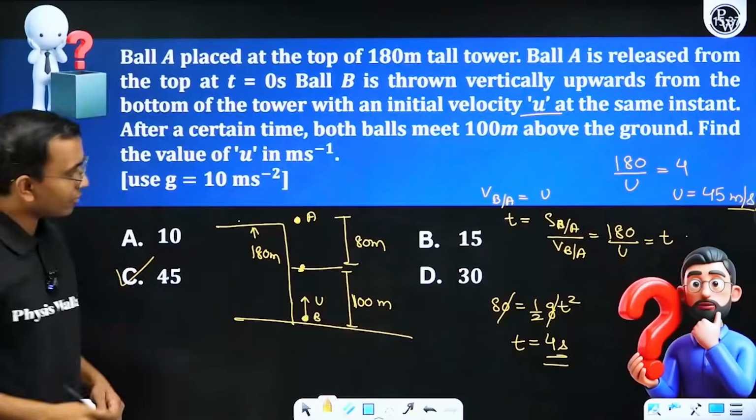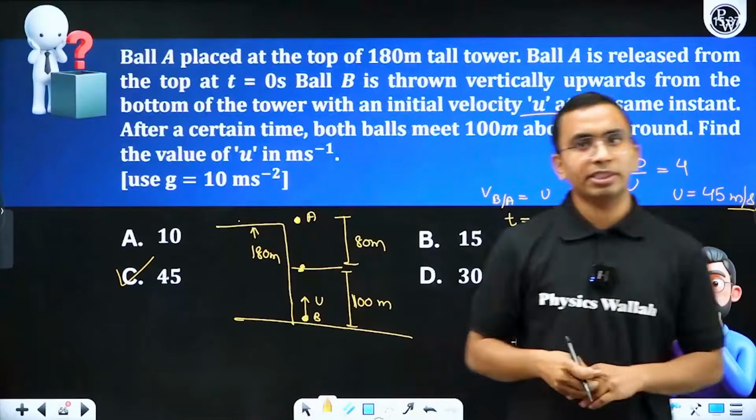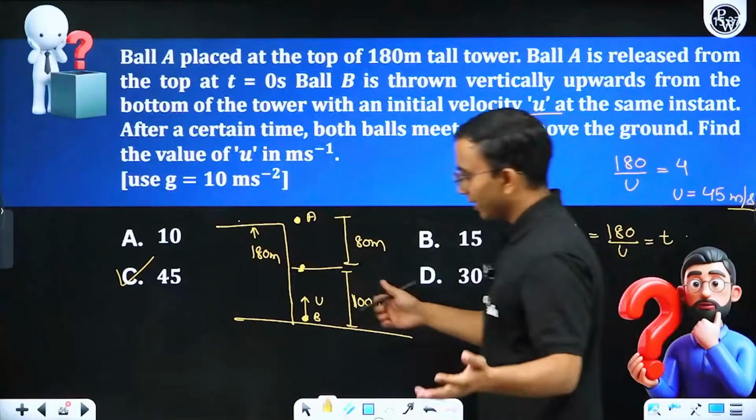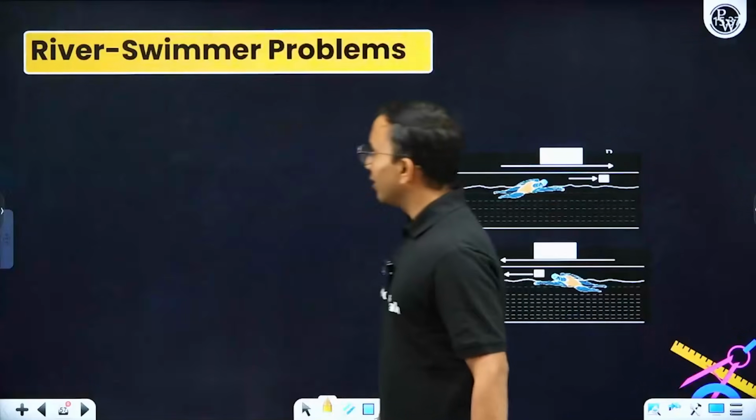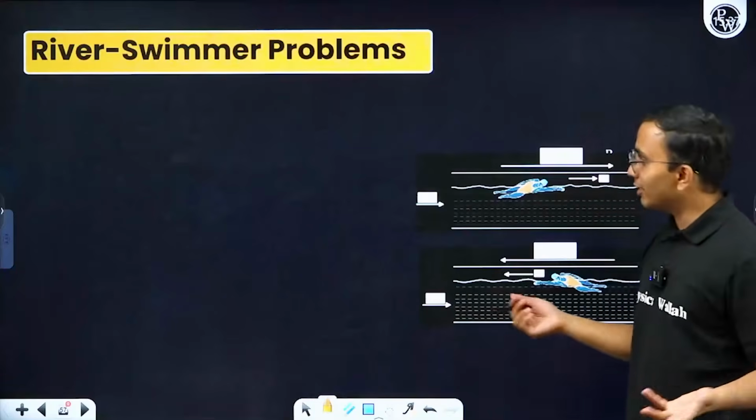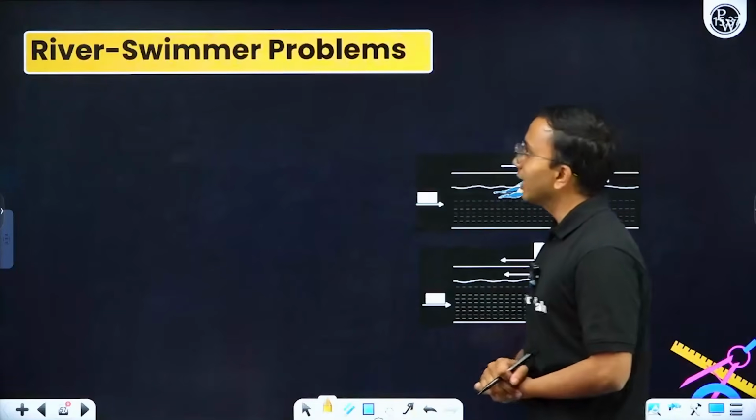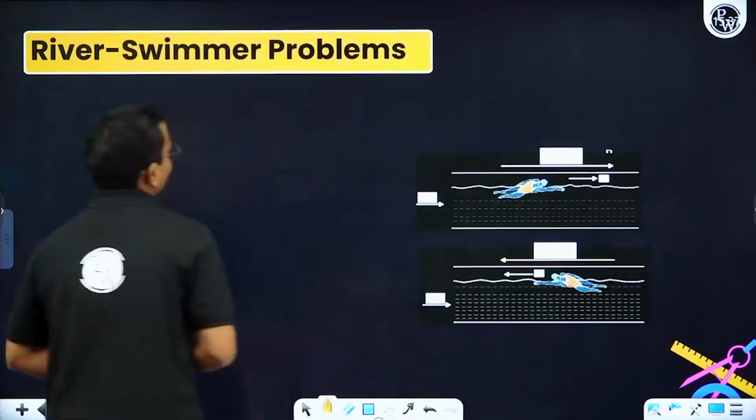See, this was the relative concept here. Just take relative acceleration to be 0. See how much distance relatively it covered. Okay, like that. Now here, the river swimming problem.